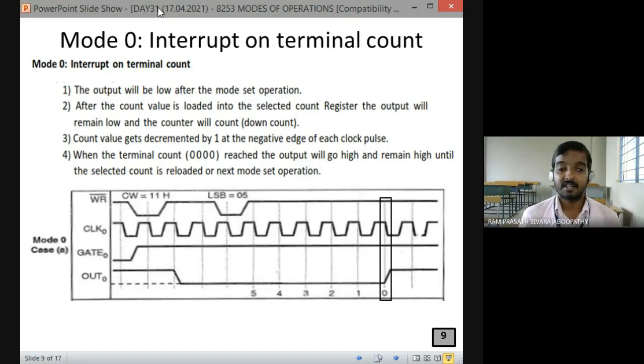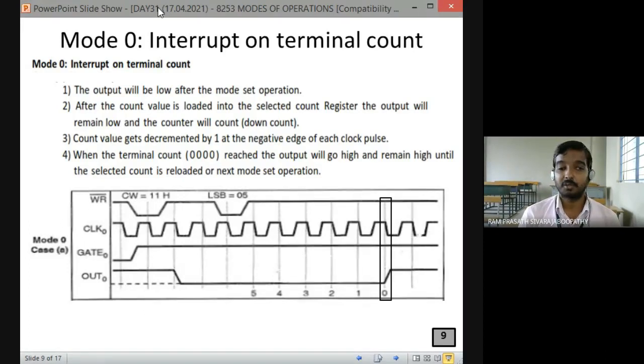See, the nature of the output depends upon the mode of operation. Already சொல்லியிருந்தோம். கரெக்டா? இங்க அவுட்புட் எப்படிலாம் சேஞ்ச் ஆகுது? Once I configure the mode, it becomes low. Fine. When I have loaded the count value, it maintains low only. Fine. After I have loaded, on each negative edge of the clock, the count is getting decremented by 1. So it is going on. Decrement operation நடந்துட்டே இருக்கு. When the count reaches the terminal count, that means 0000, at that point of time, the output goes high. That means what?